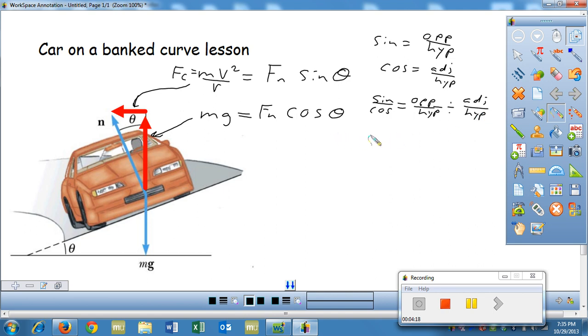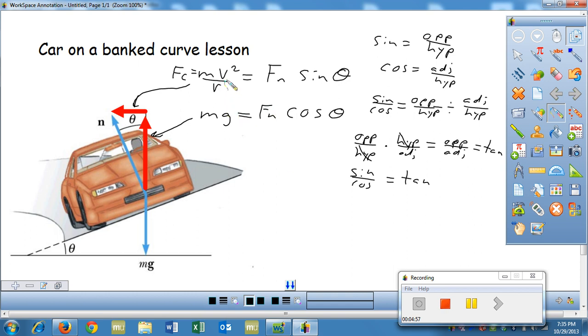Well, remember, division of fractions, you just invert and multiply. So that becomes the opposite over the hypotenuse times the hypotenuse over the adjacent. See, the hypotenuses cancel, and you get the opposite over the adjacent. If you look at your trigonometric functions, you'll realize that that is equal to the tangent. So sine over cosine equals tangent.